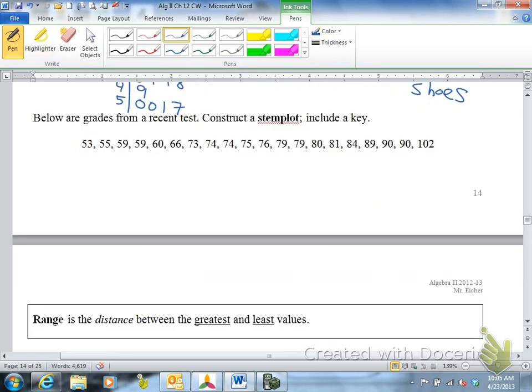Why don't you try the next one? I've already put them in order for you. Make a stem plot. And notice we're going to go from 5, 6, 7, 8, 9, all the way to 100, which will be a 10 on the left. And remember to include the key. We'll do 9|0 equals, and that will be your key. See if you could do that.